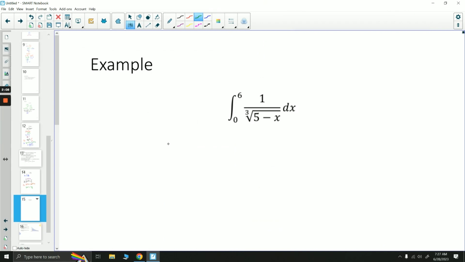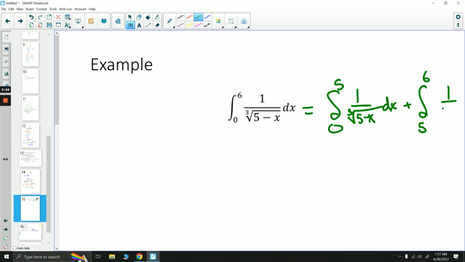So this thing here is going to be equal to the integral from 0 to 5 of 1 over the third root of 5 minus x dx, plus the integral from 5 to 6 of 1 over the third root of 5 minus x dx. Okay, now we've already done this portion. We just need to do this portion. So we'll pull from the other.